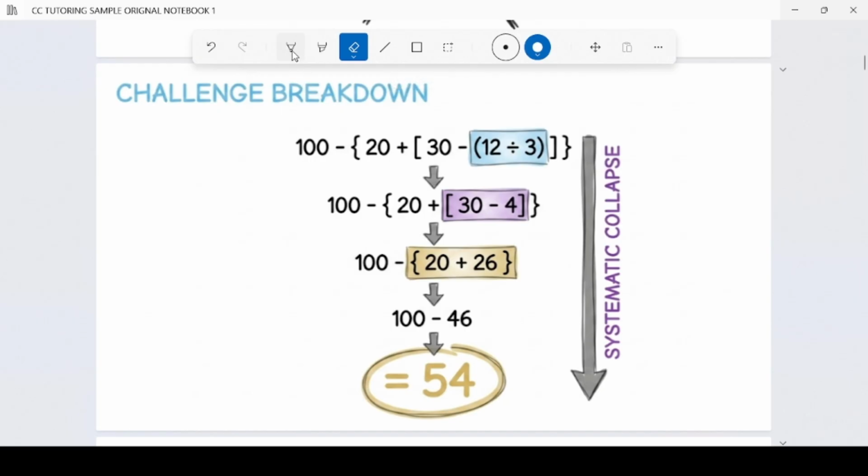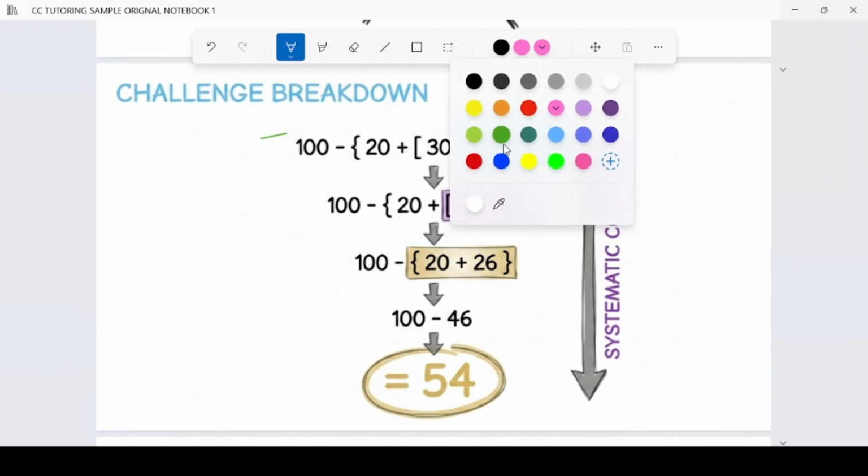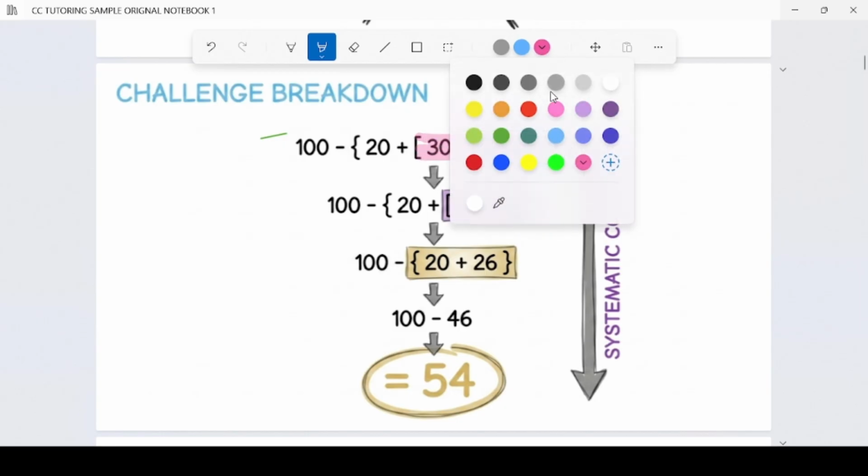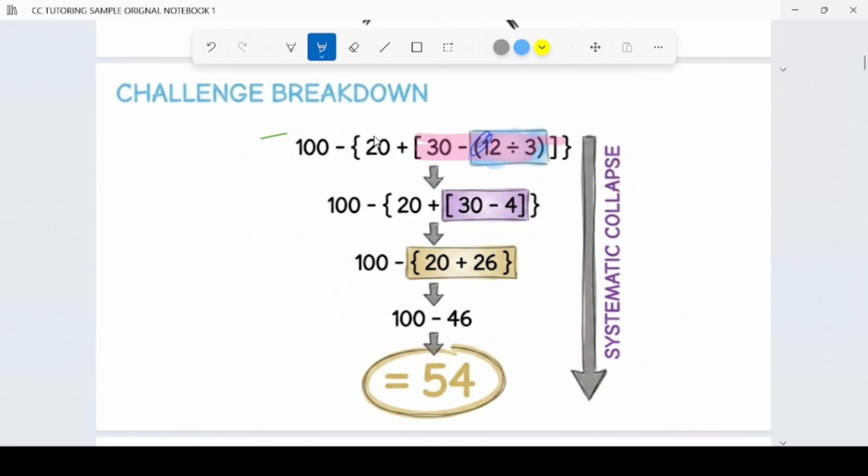If you want to solve this question, give it a try. First of all, you'll solve this part. After that, when you are done with this, you'll solve this part because it is the square bracket. Then you'll solve the flower bracket, and when you are done with that as well, you will solve everything after. So this is for your homework.